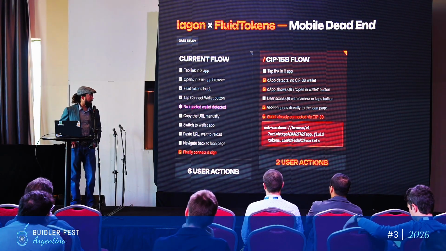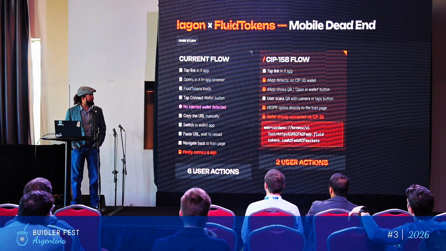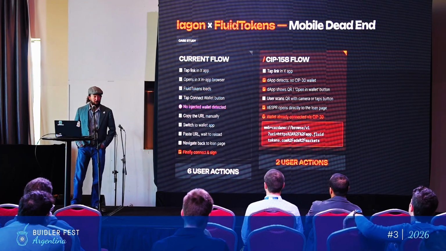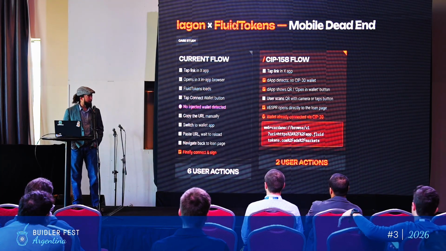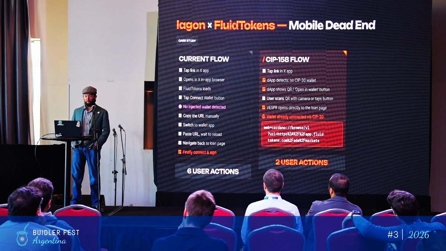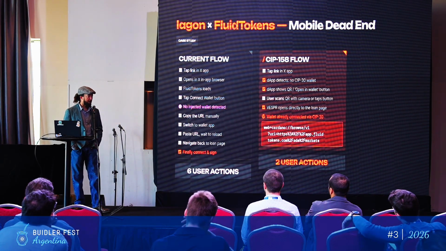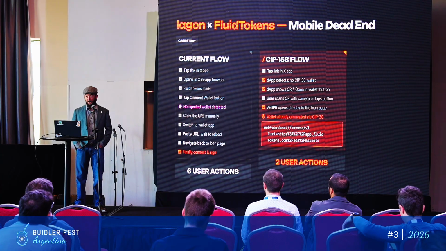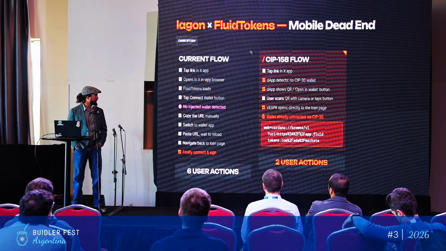So again, here's my relatively recent example of how this works. I was recently on Twitter on my phone, and I saw a post from Iagon saying that they had a bunch of loans available on Fluid token. But how do I actually go and execute that if I'm a mobile-first, mobile-only user?